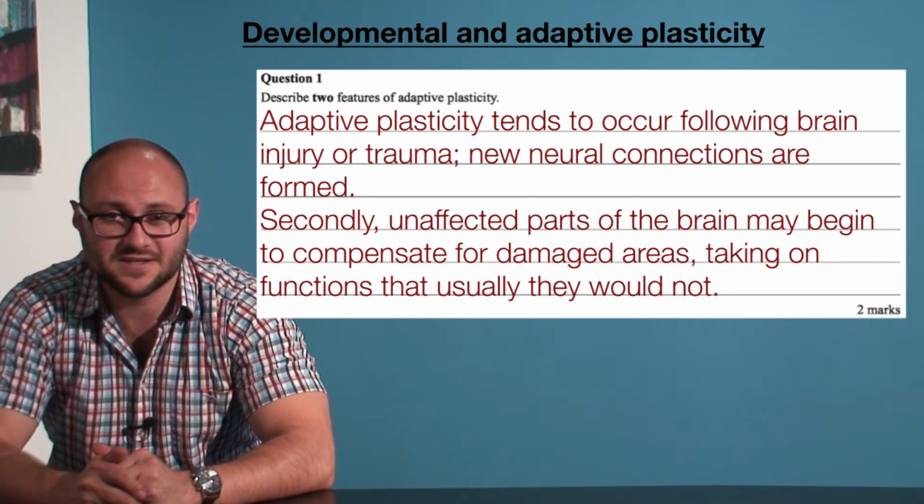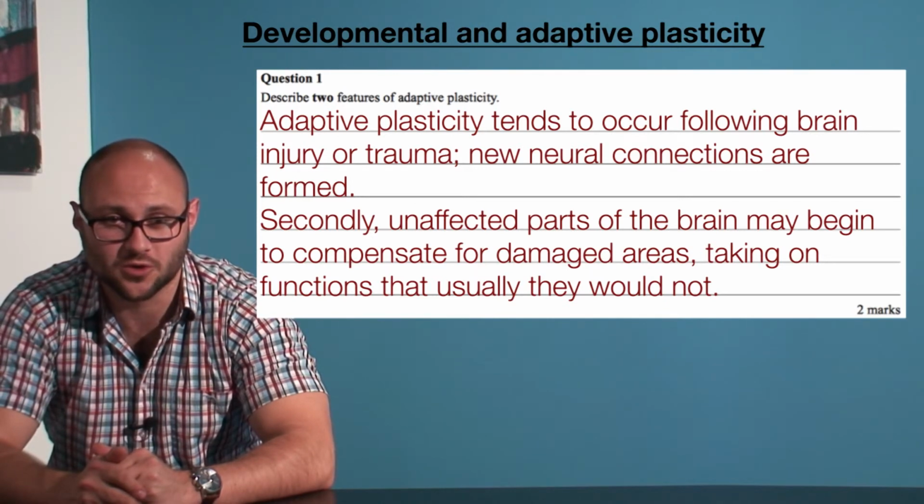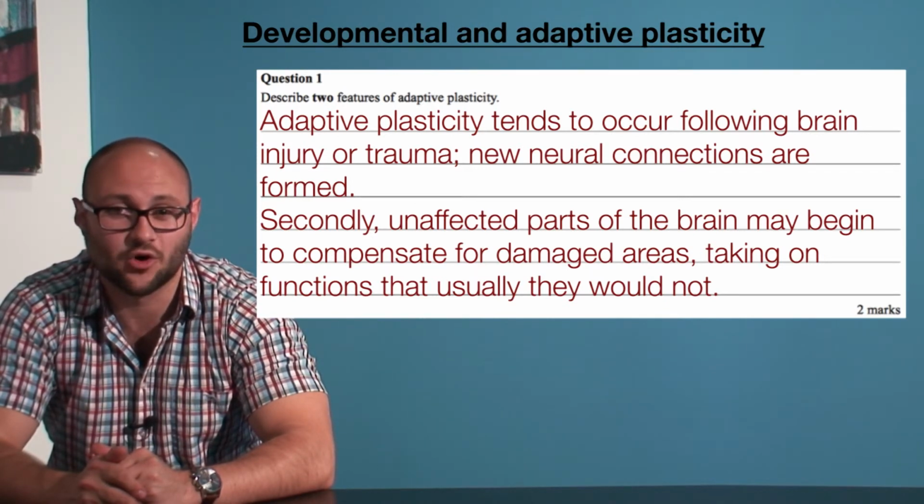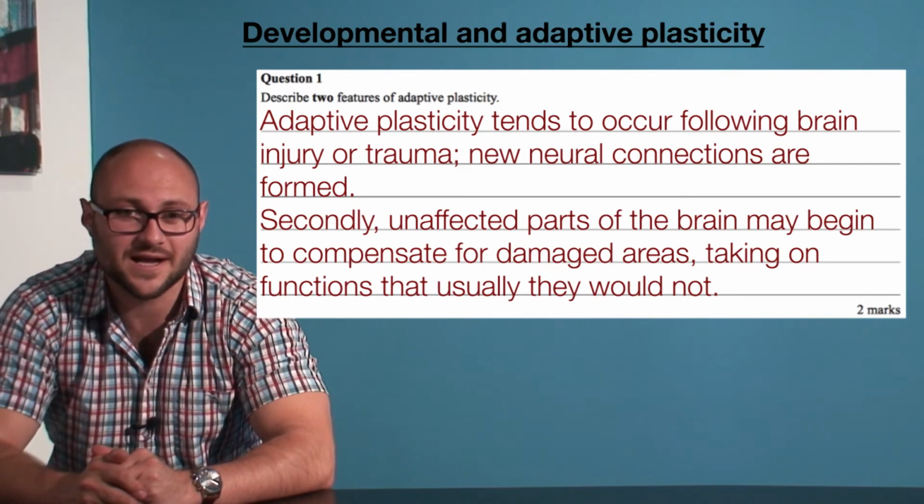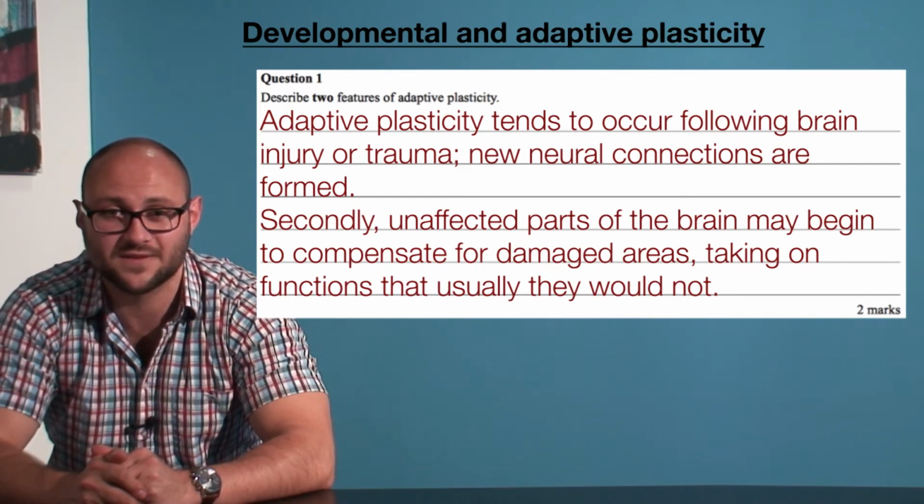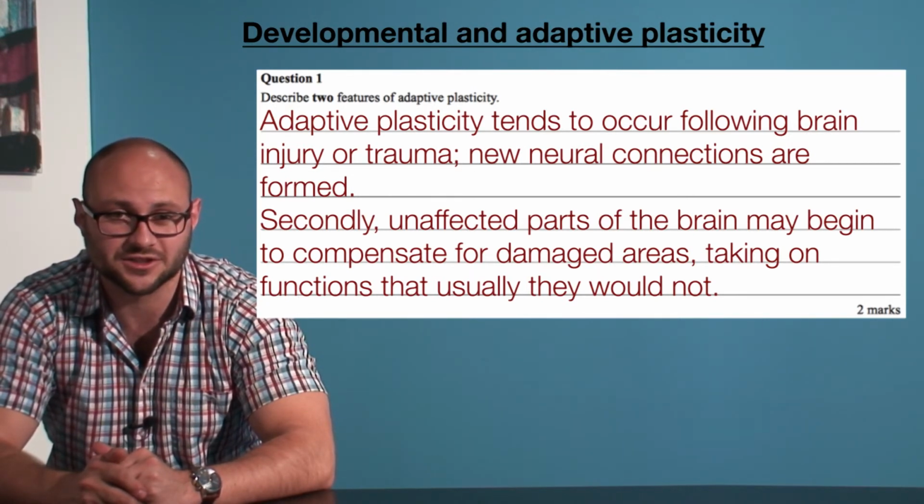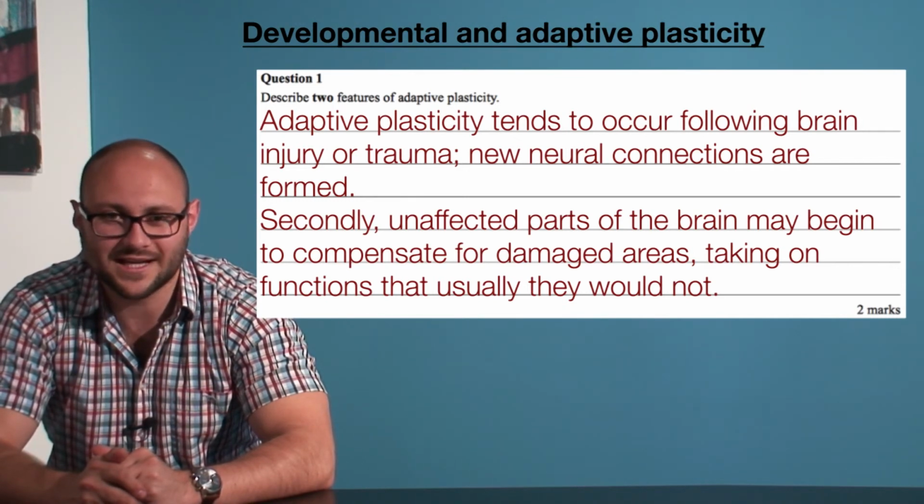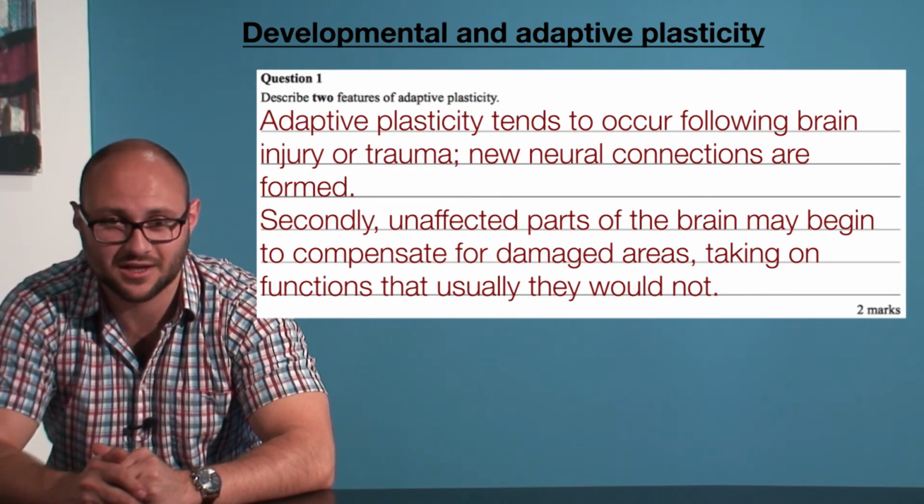Adaptive plasticity tends to occur following brain injury or trauma. New neural connections are formed. Secondly, unaffected parts of the brain may begin to compensate for damaged areas, taking on functions that they usually would not. Super! Next up, we're going to look at some models of learning, starting with classical conditioning.